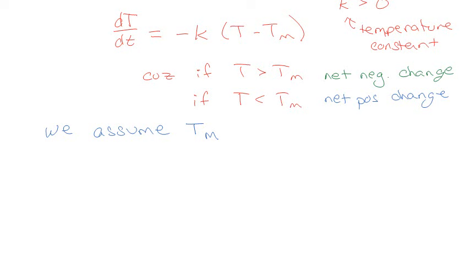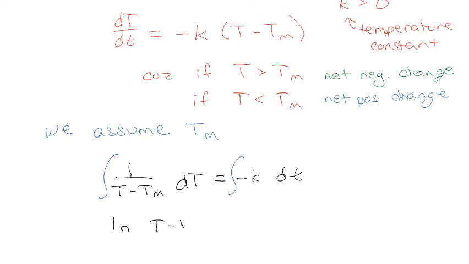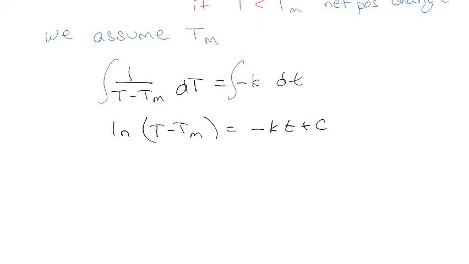So we have this lovely little diffie Q. We're going to go ahead and solve it. We're going to move all the T's to one side, and we're going to leave the k over there. Negative k dt. Integrate both sides because it makes us happy. Natural log of T minus Tm equals negative kt plus C.